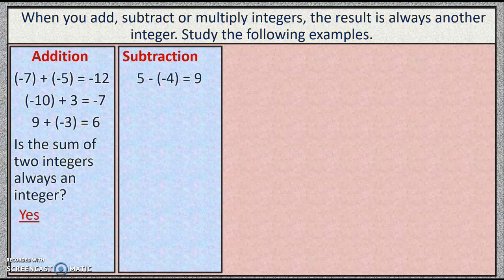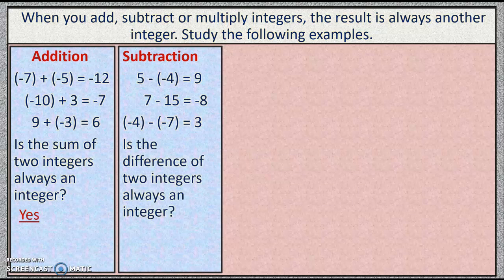For subtraction, 5 minus negative 4 is 9. 7 minus 15 is negative 8. Negative 4 minus negative 7 is 3. Is the difference of two integers always an integer? So yes.